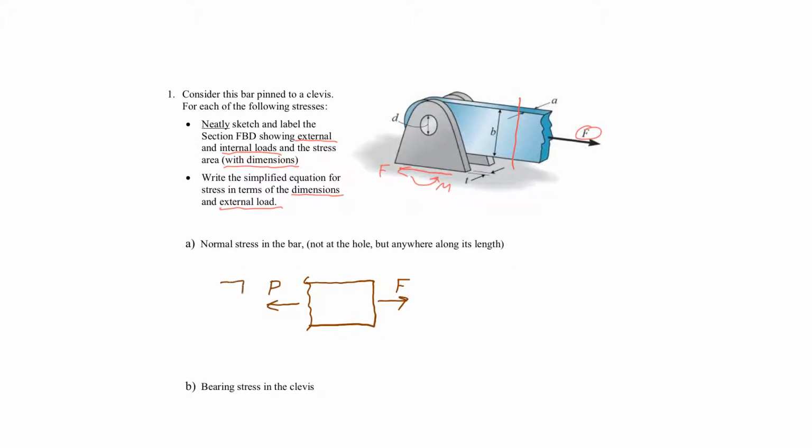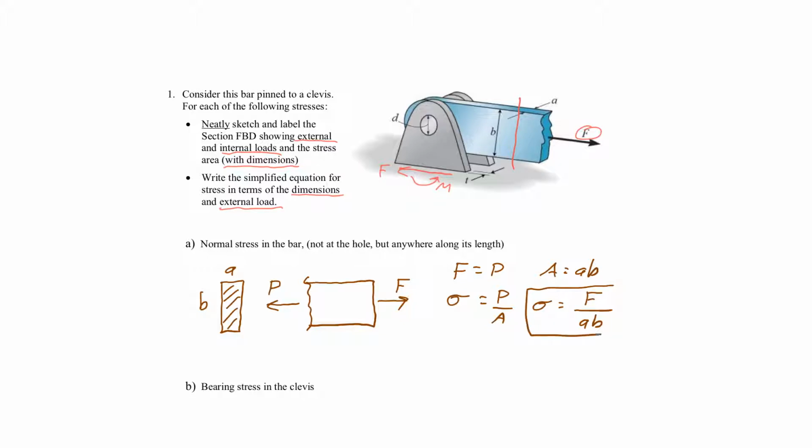And also you're meant to draw the stress area, the total stress area. And this has dimensions A B. Well, because of equilibrium, F and P are equal. The equation for stress is P over A, and in this case, the area is simply A B. So the equation that we're after is the stress in the bar is the external force F, which is equal to P, over the area, which is equal to A B. This is what we're after.